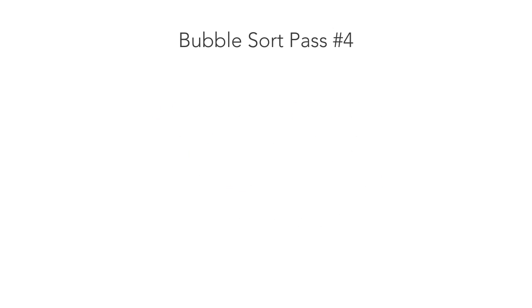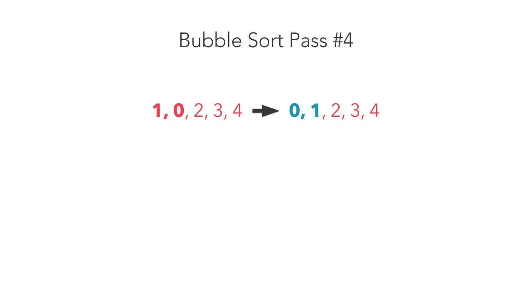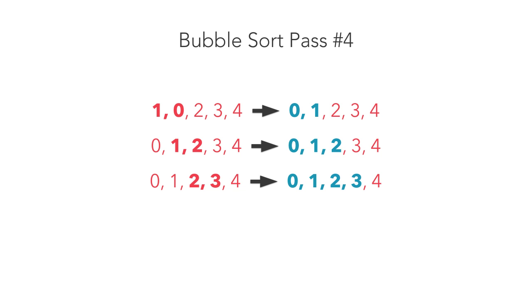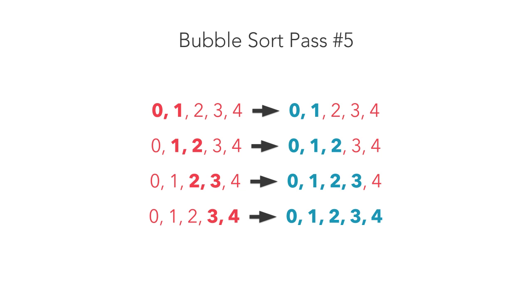The fourth pass only exchanges the very first pair of numbers. Now 0 is finally at the beginning of the sequence. The rest of the array is already sorted, but the algorithm is not aware of this. So, the algorithm executes another pass. The fifth and final pass does not find any pairs that need to be swapped.